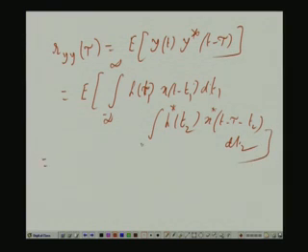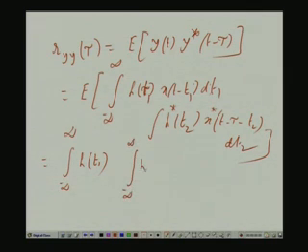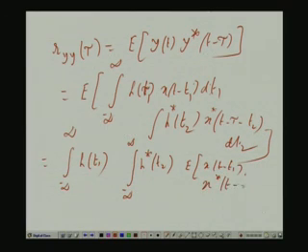And then E will work directly on the product between x of t minus T 1 and x star of t minus tau minus T 2, because the other quantities, that is h of T 1 and h star of T 2, are not random. So I can push the E operator inside the integral using the linearity of the expectation operator. What you have is h of T 1, h star of T 2, and then E working on x of t minus T 1 into x star of t minus tau minus T 2, d T 1, d T 2.